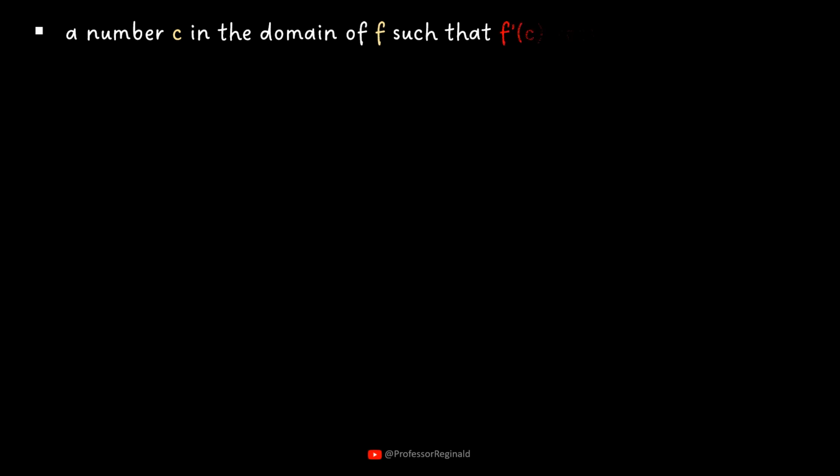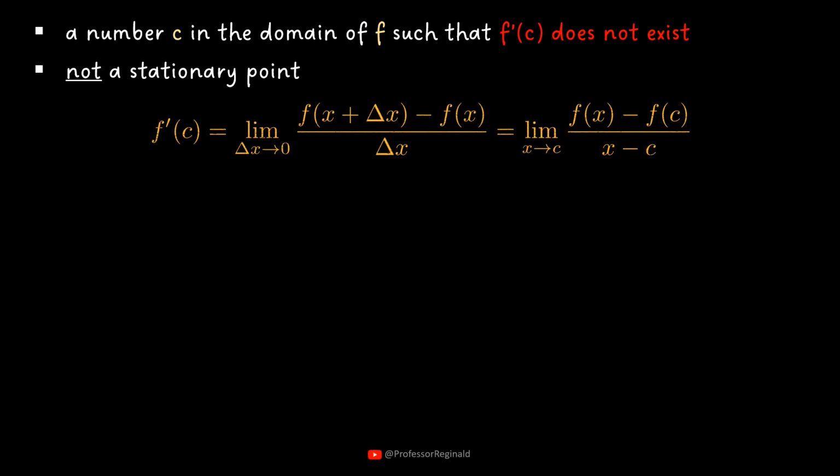A critical number is also a number in the domain of a function such that the derivative of the function at that number does not exist. A critical point that satisfies this condition is not a stationary point. Recall the definition of the derivative of a function at a number.